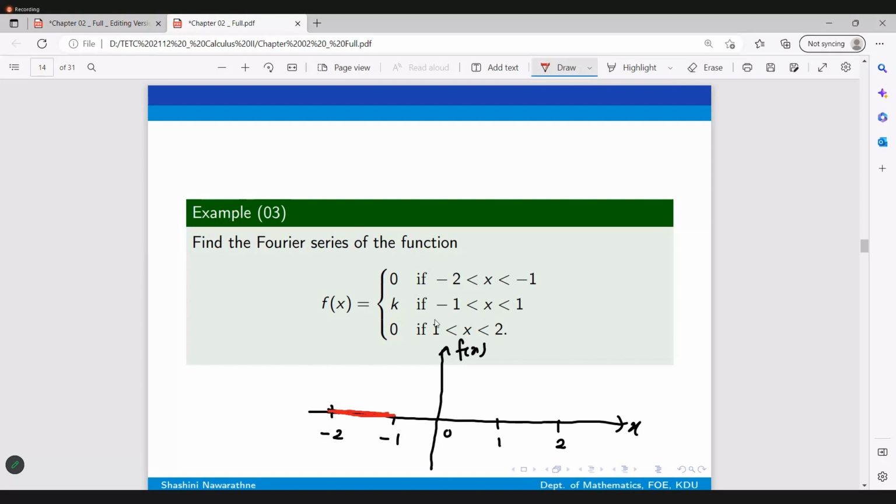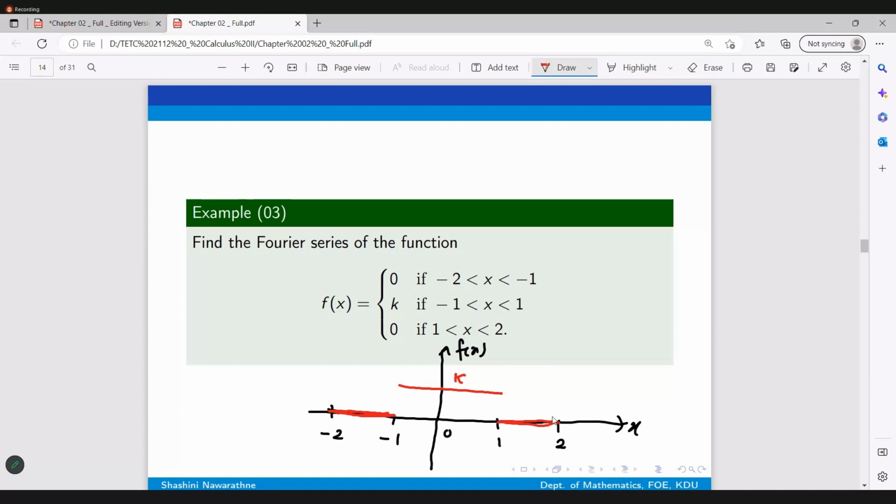In the second part, starting from minus 1 to 1, the function is defined as f of x equals k, where k is a constant. So how do we draw the graph? We have to draw a line parallel to the x-axis, going through the value k, from x equals minus 1 to 1. So this value is k. And then the last part, 1 to 2, is again 0.